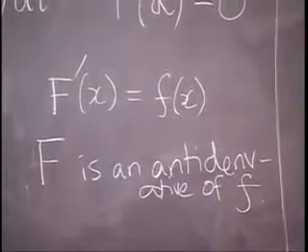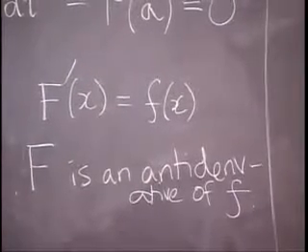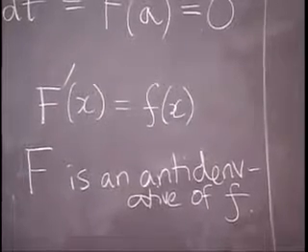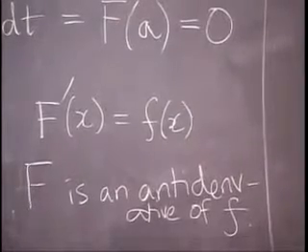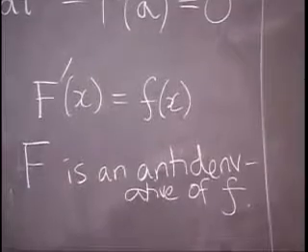Now, when I say find the function, of course, there's not just one antiderivative, and we discussed this last time. If you add 3 to any function, its derivative is the same. If you subtract 17, it's the same. You can add constants and still be an antiderivative.